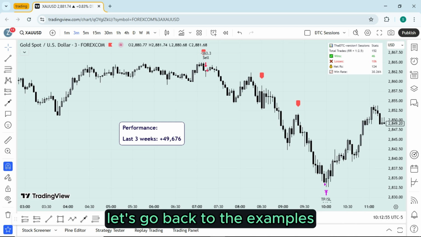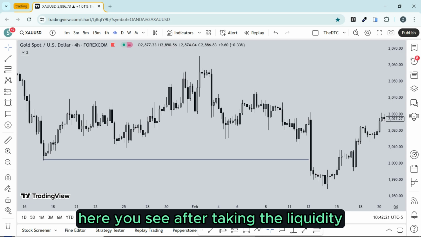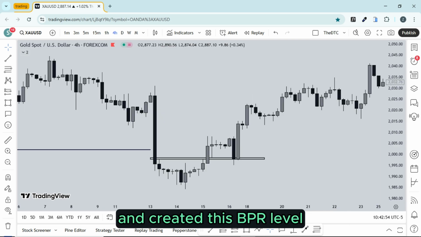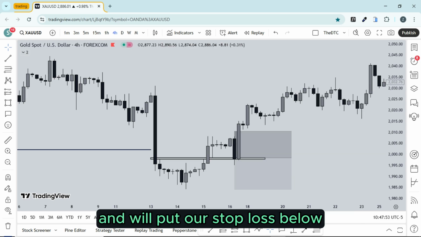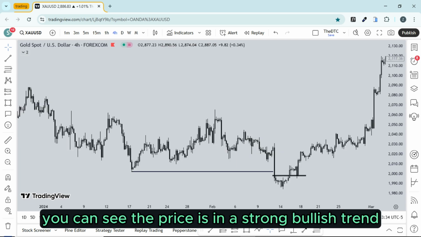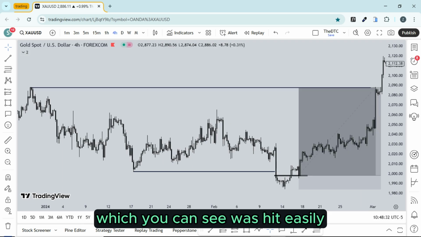Now let's go back to the examples of the ICT Venom model. Here you see after taking the liquidity, price changed its direction and created this BPR level. Upon the retracement, we will enter a buy trade at the high of BPR, and we'll put our stop loss below the low of the most recent swing low. For take profit level, you can see the price is in a strong bullish trend, so we will target this higher buy side liquidity, which you can see was hit easily.